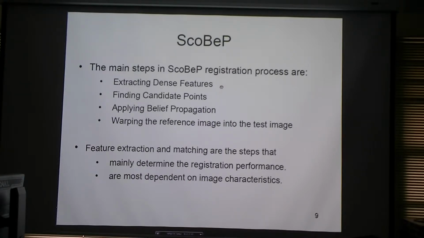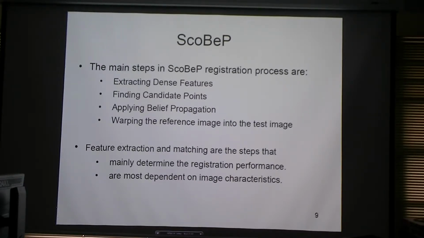SCoBeP has 4 main steps. The first one is extracting the dense features. The second one is finding candidate points. The third one is applying bit propagation. And the last one is mapping or synthesizing the reference image into the test image.